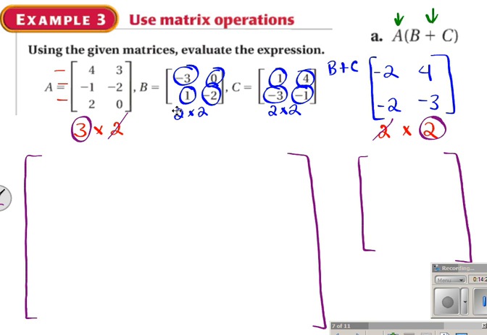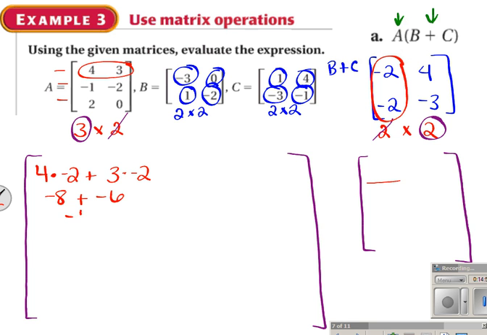A 3 by 2. So I'm going to start with row 1, column 1. So that means I need to multiply row 1 by column 1. So we have 4 times -2 plus 3 times -2, which is -8 plus -6, which is -14.